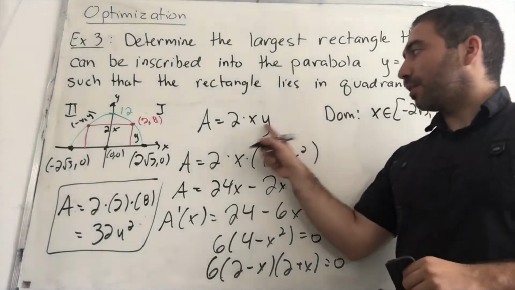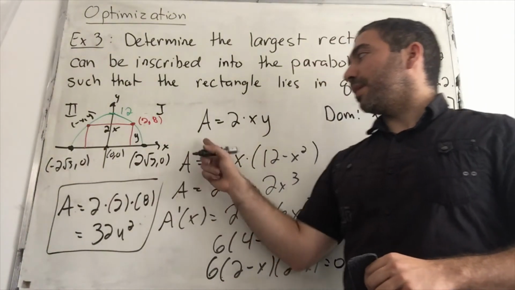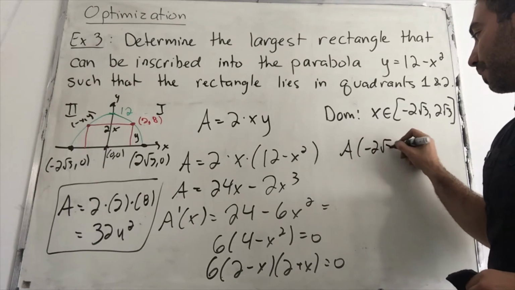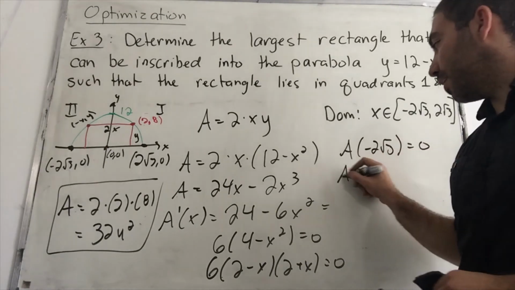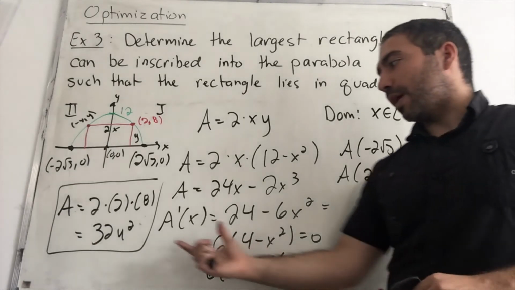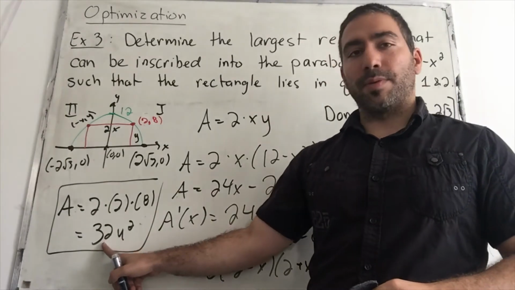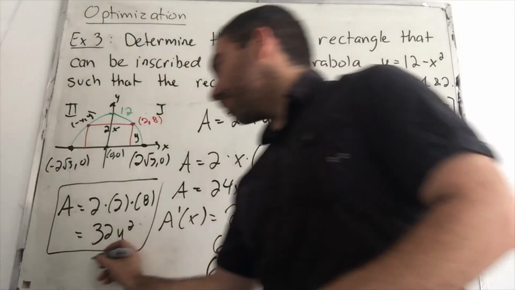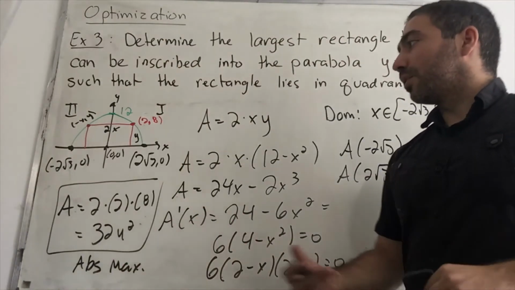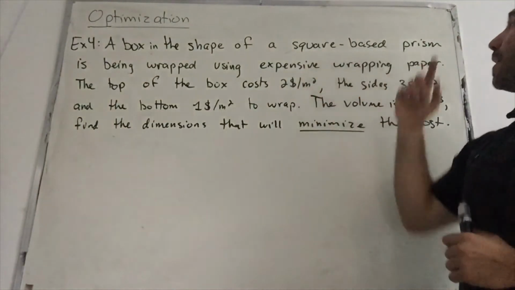But we know that the y values that correspond to these x values are 0, meaning that when we plugged into the areas, A of negative 2 root 3 is just 0, and A of positive 2 root 3 is just 0. Okay, so that means that this value here is the maximum. This is actually an absolute maximum. So we're done.